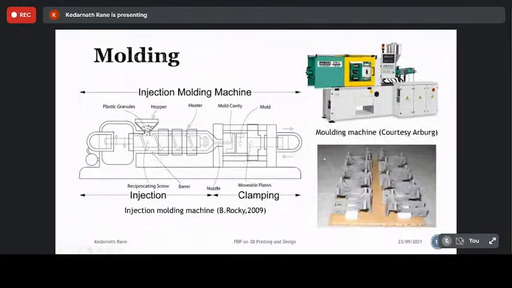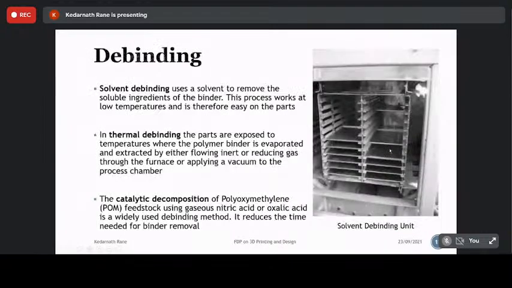Once you are ready with these molded products, you can go for the debinding process. Debinding is differentiated into three categories: solvent debinding, thermal debinding, and catalytic decomposition. As I said earlier, POM based systems require a specific catalytic decomposition mechanism to process the parts. But for most of the MIM and PIM systems, these two components are regular.